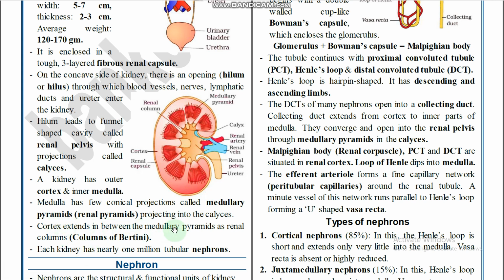The cortex extends in between the medullary pyramids as renal columns. This region is cortex only, extended into the medulla. This is called the renal columns, also called columns of Bertini.